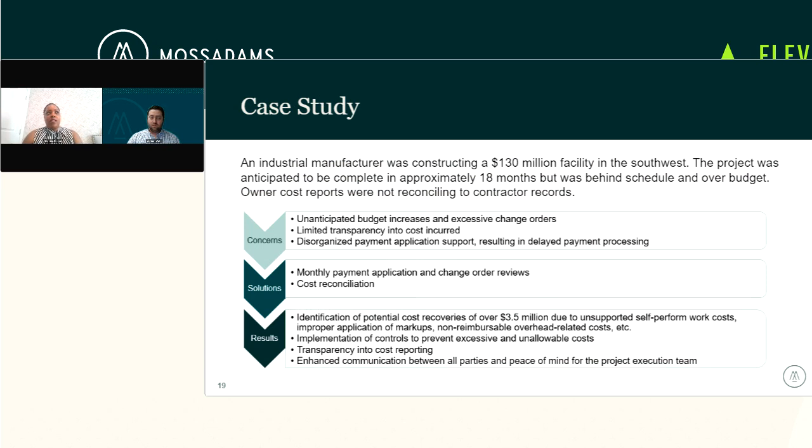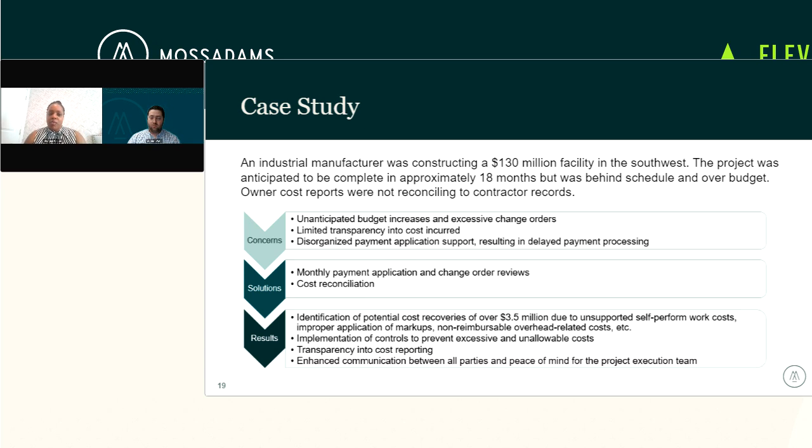So we did monthly payment application reviews for a manufacturing client. Their project was $130 million. Schedule initially was anticipated to be about 18 months, but they did end up behind schedule, over budget, and the owner and contractor had cost reports that were off by millions, so they didn't reconcile to each other.